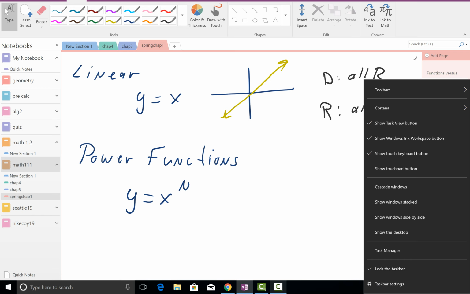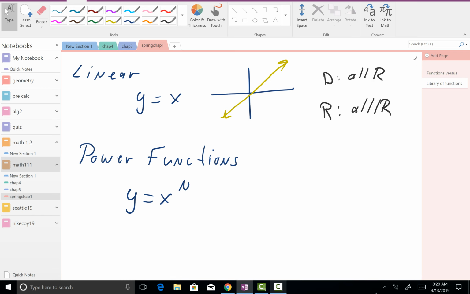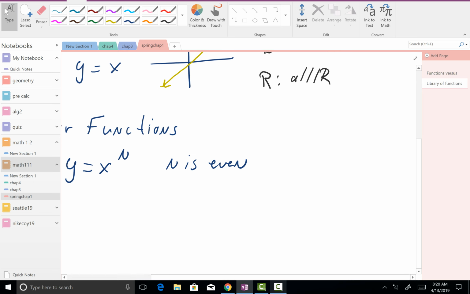So we should write down here, if n is even, then what kind of shape are we going to get? A U shape.